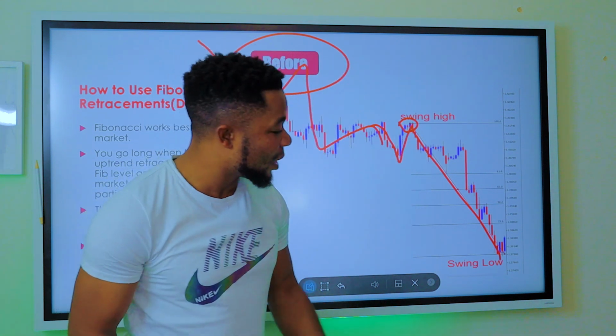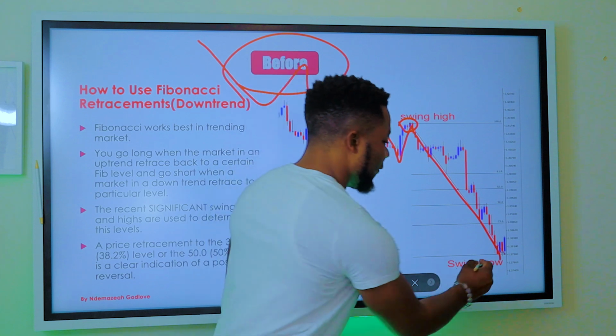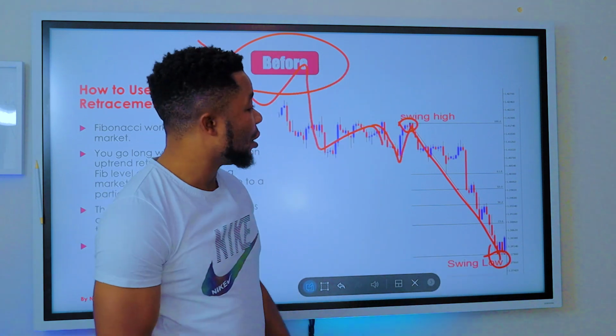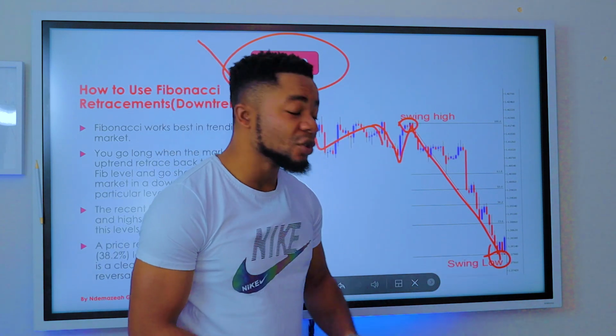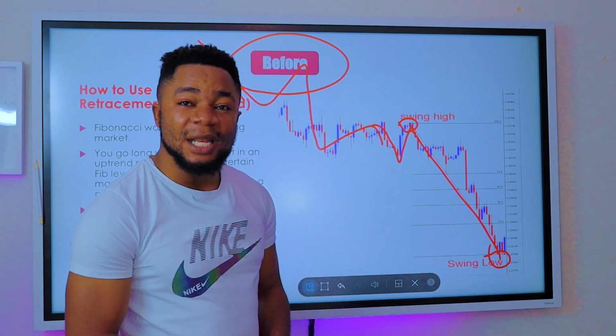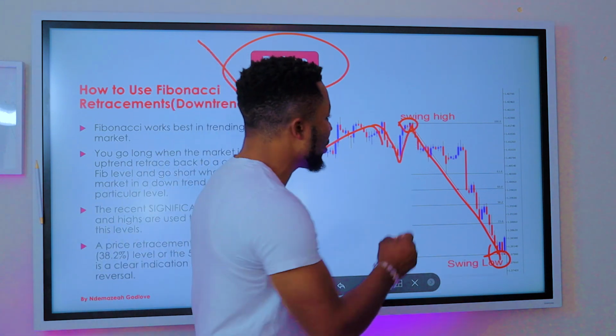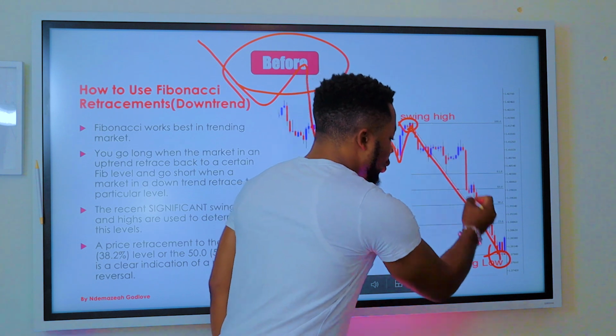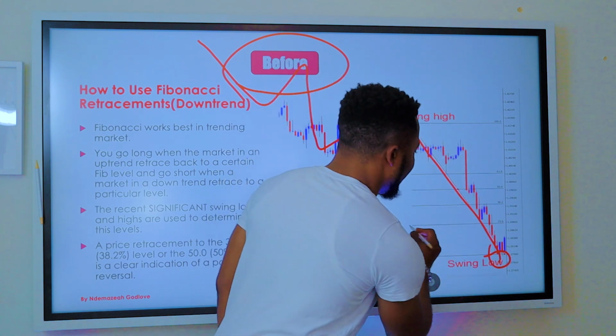And where is the current market price? The current market price is there. It forms our swing high. This is the swing high. And where is the current market price level? That forms the swing low. All right. If it's in a downtrend now, you bring your tool from the swing high and pull it down to this level, and you still have levels.